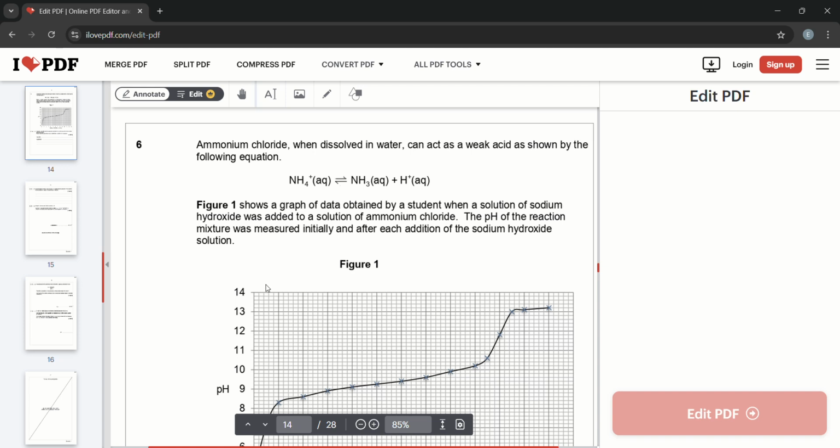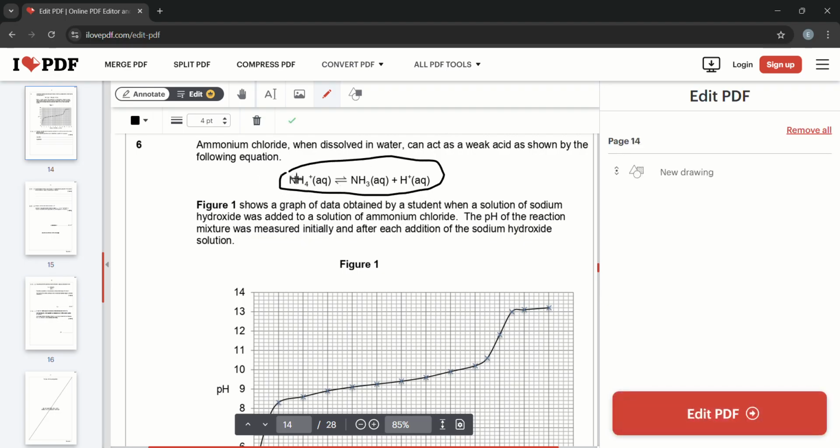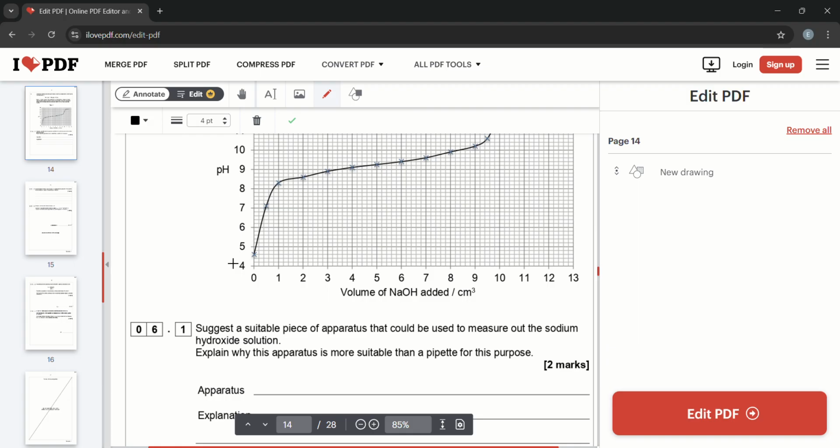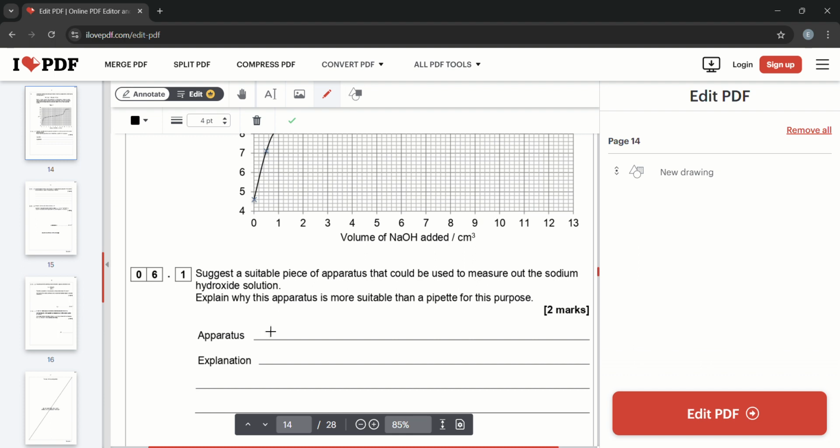Question 6. Ammonium chloride when dissolved in water can act as a weak acid, shown by the following equation. Figure 1 shows a graph of data obtained by a student when a solution of sodium hydroxide was added to a solution of ammonium chloride. The pH of the reaction mixture was measured initially and after each addition of the sodium hydroxide solution. Suggest a suitable piece of apparatus that could be used to measure out the sodium hydroxide solution. Explain why this apparatus is more suitable than a pipette for this purpose.